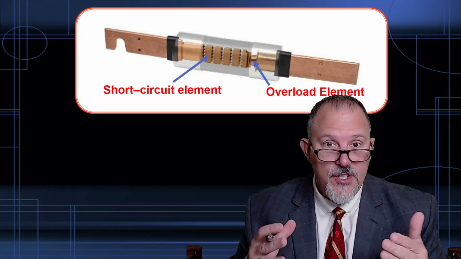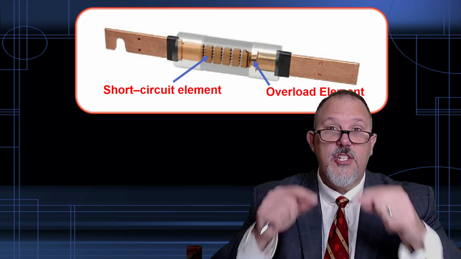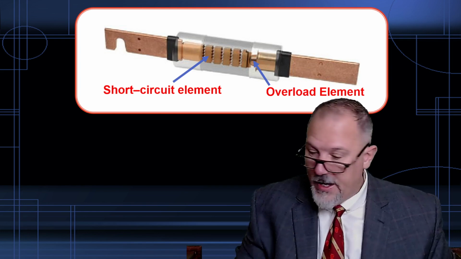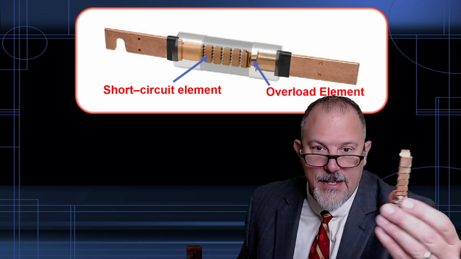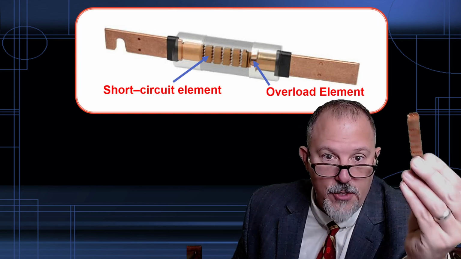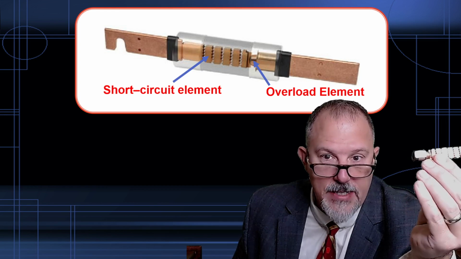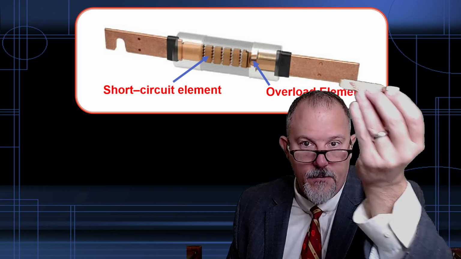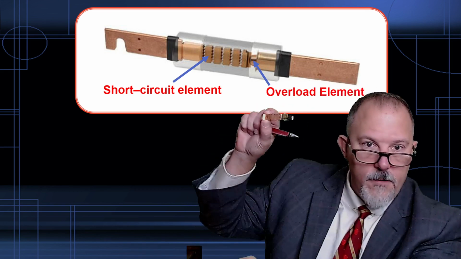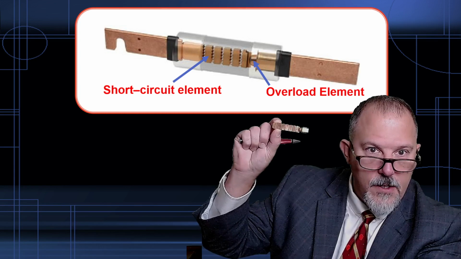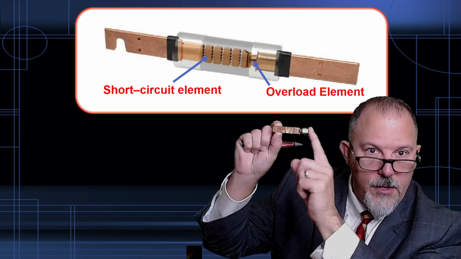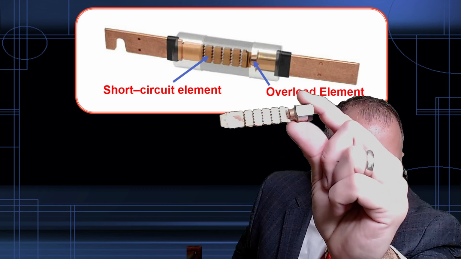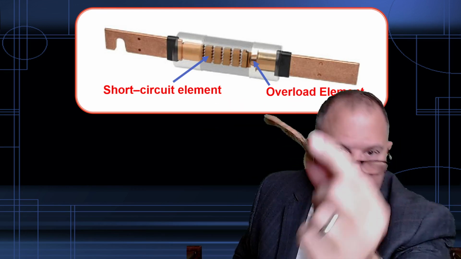Now let's get into what's the secret sauce, so to speak. What's in the tube that does the work that it does? That's this device right here. So what you're looking at up there is basically this device. Flip it this way, like this, right? So there's the overload element, and these are the short circuit elements. That's what it looks like.